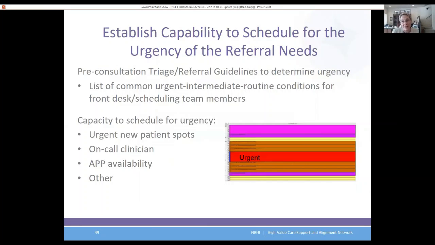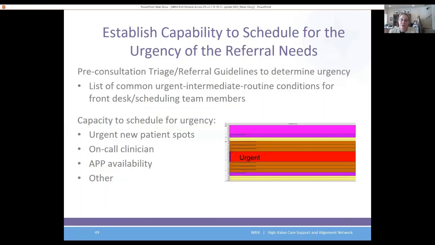Now, a linked necessary strategy is to have the capability to schedule based on urgency. It might be okay for a restaurant to do first call, first book, but in medicine, we need to do triage. And part of that starts by having our front desk scheduling people be part of the team. We can give them a list of conditions that are urgent, intermediate, and routine. And don't worry if you don't get every condition on there. You're allowed to talk with each other.